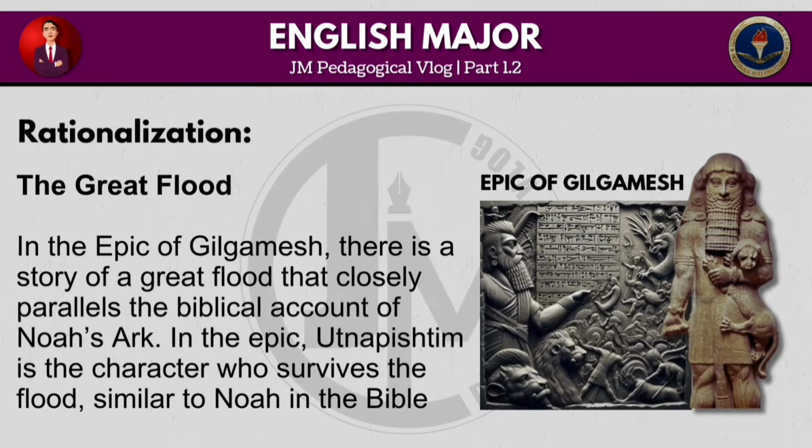In the Epic of Gilgamesh, there is a story of a great flood that closely parallels the biblical account of Noah's Ark. In the epic, Utnapishtim is the character who survives the flood, similar to Noah in the Bible.